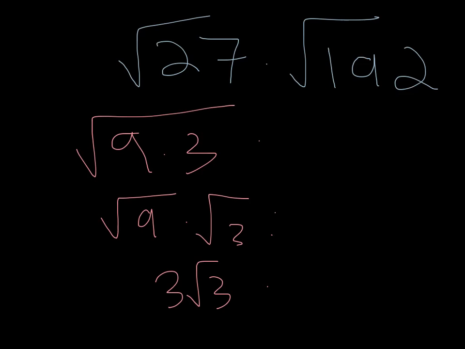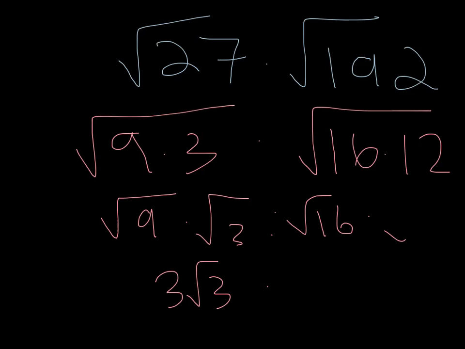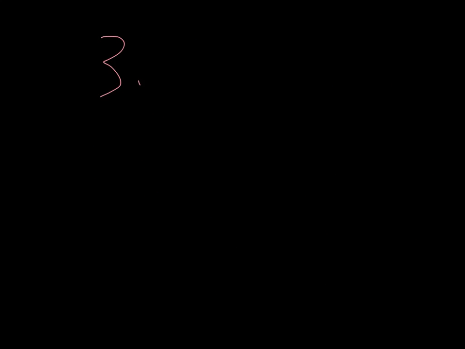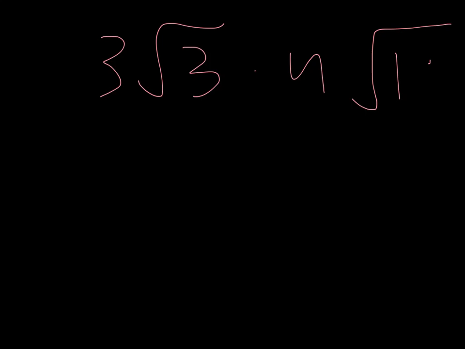So first we need to think what square numbers go into 192. For example, we know that 16 times 12 equals 192. From here we can break that into the square root of 16 times the square root of 12, which is equal to 4 times root 12. So now we're at 3 root 3 times 4 root 12.